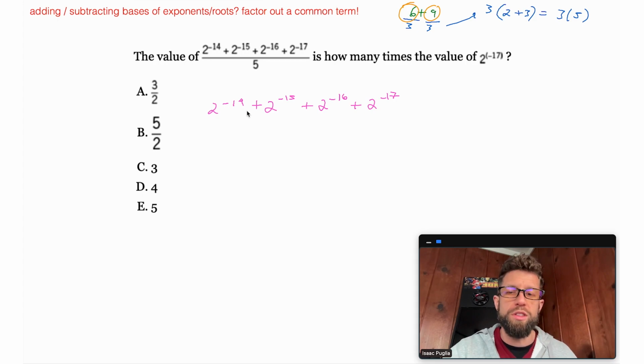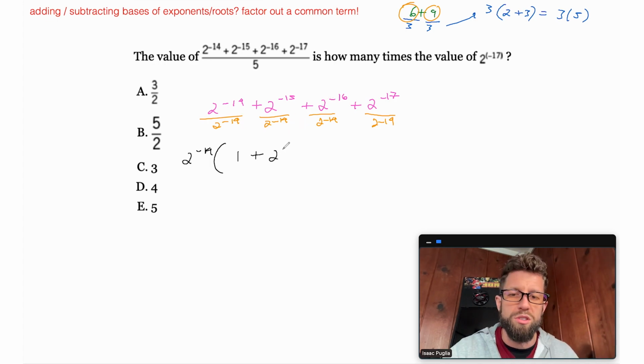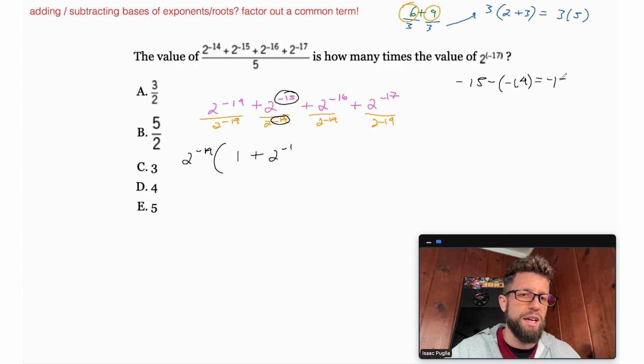For now, let's just proceed with our approach here and divide each one of these by 2 to the negative 14th. 2 to the negative 14th divided by 2 to the negative 14th is just 1. 2 to the negative 15th divided by 2 to the negative 14th is going to wind up being 2 to the negative first power. And if you haven't memorized that when you're dividing by the same base, you subtract the exponent in the denominator from the exponent in the numerator, then you'll want to memorize that. Negative 15 minus negative 14 is going to turn into negative 15 plus 14, and that will equal negative 1, hence 2 to the negative first.